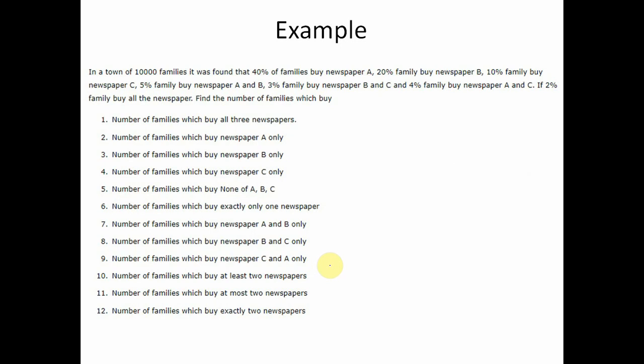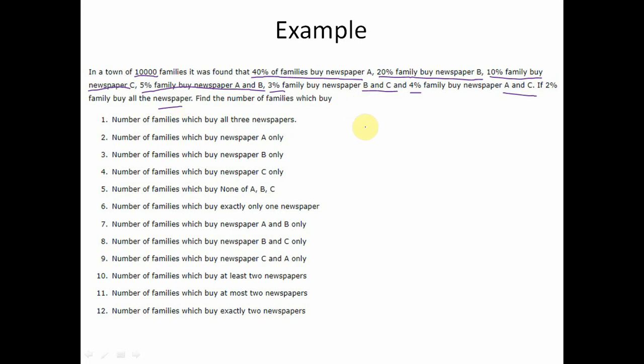Let's see a slightly bigger example. This looks bigger, but this example is quite simple. It simply says in a town of 10,000 families, it was found that 40% of the families buy newspaper A, 20% families buy newspaper B, 10% families buy newspaper C, 5% families buy newspaper A and B, 3% buy B and C, 4% buy A and C, and 2% buy all the newspapers. See, everything is given over here.